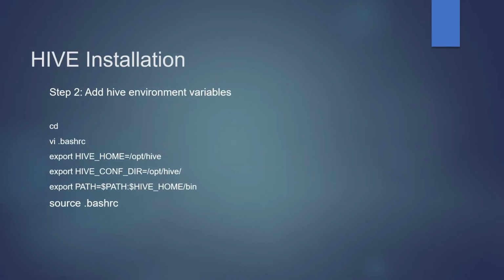Step 2. We need to add Hive environment variables in bashrc. We are adding HIVE_HOME, HIVE_CONF in bashrc, and we use source .bashrc to commit the changes in bashrc file.